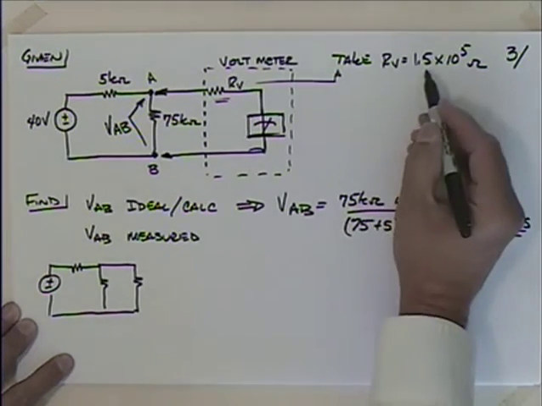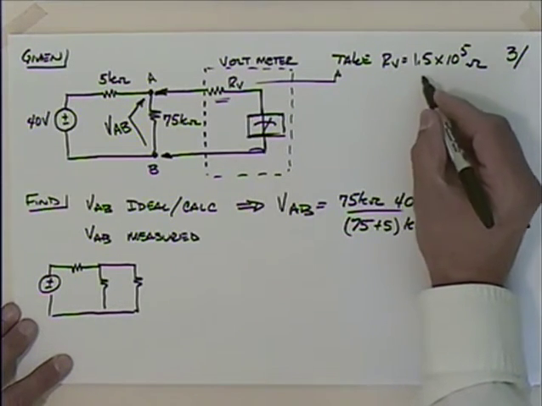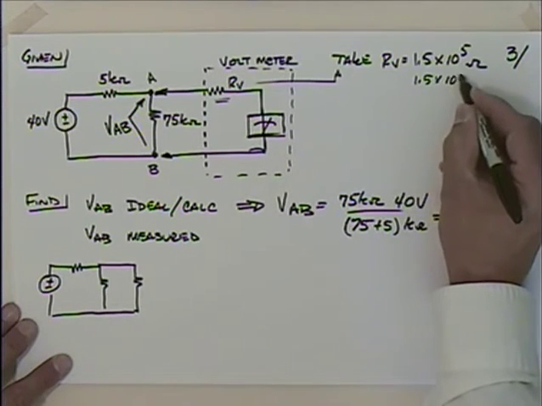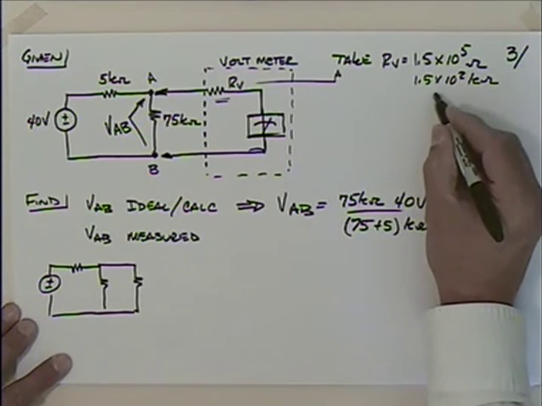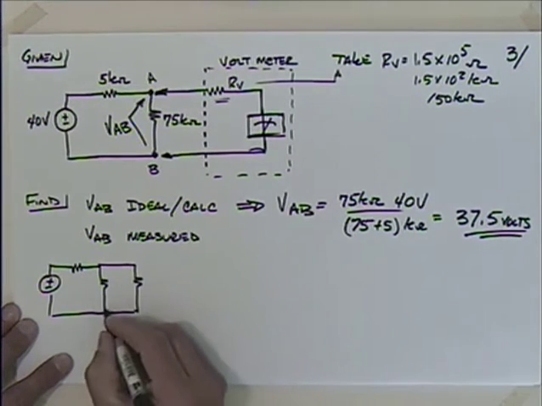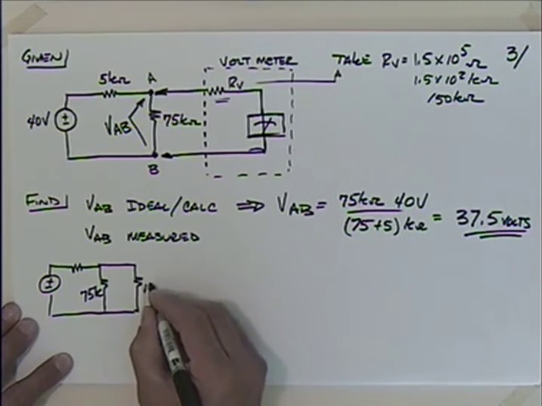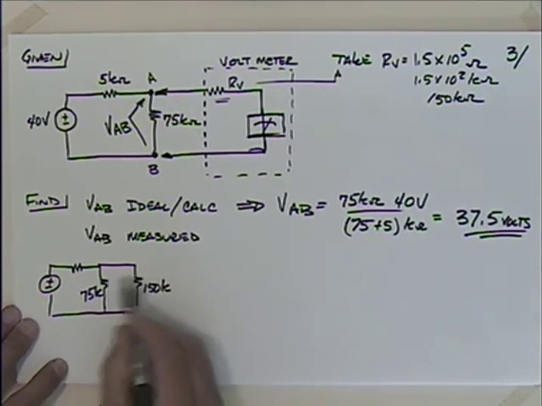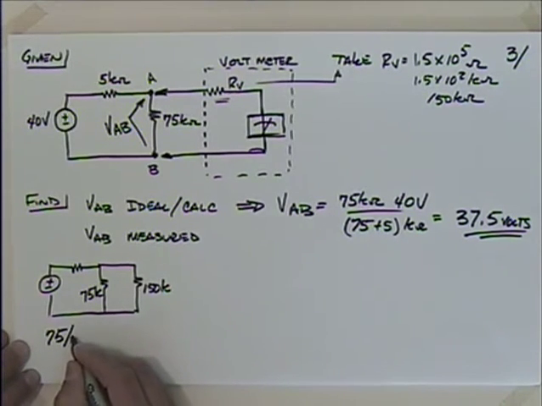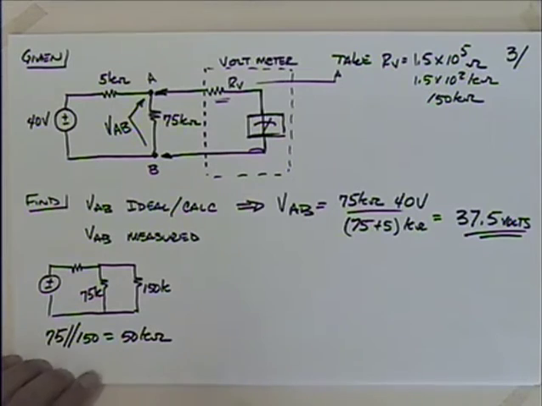With 1.5 times 10 to the 5, what is that? That's ohms. So I need k ohms, so that'd be 1.5 times 10 to the 2 k ohms, which is 150 k ohms. So I could say now I have 75 k here, and I have 150 k there. So when I put 75k in parallel with 150k, that turns out to be what? 50 k ohms? Product over sum, or the inverse of the sum of the inverses.